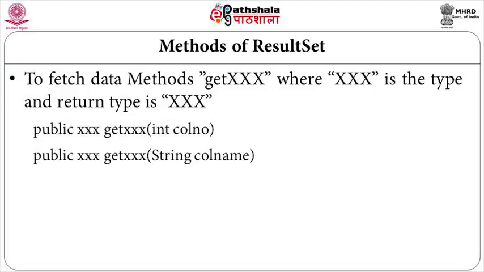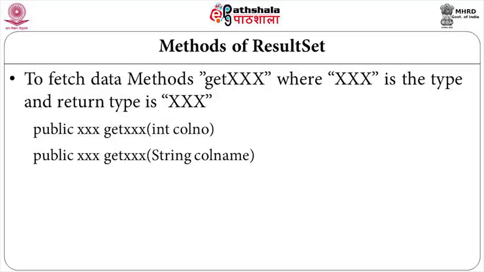Fine. So we got the get xxx methods. Xxx represents a type, the type of data you would like to have it as. Each of those xxx methods is overloaded. So if I say getString, it's overloaded. In getString, you could pass the column number as a parameter, or even the column name as a parameter. So you could get it by number or by name, either of them.